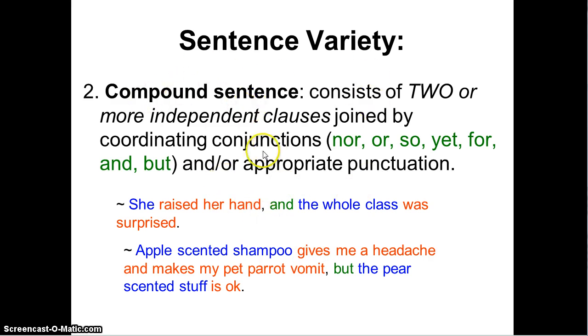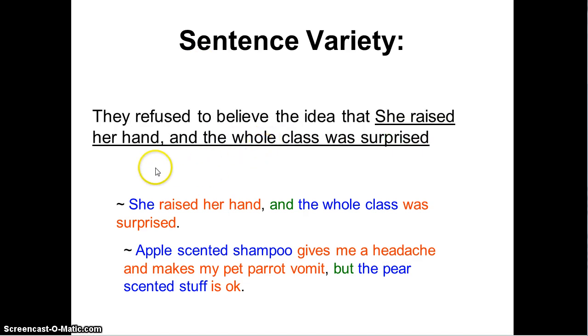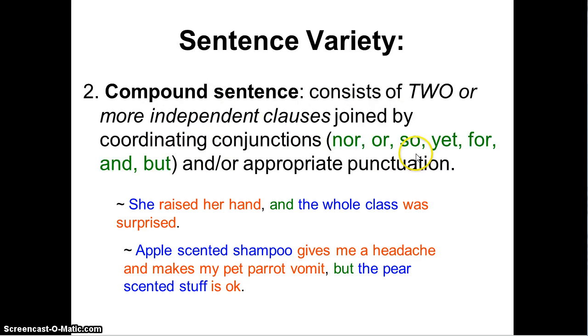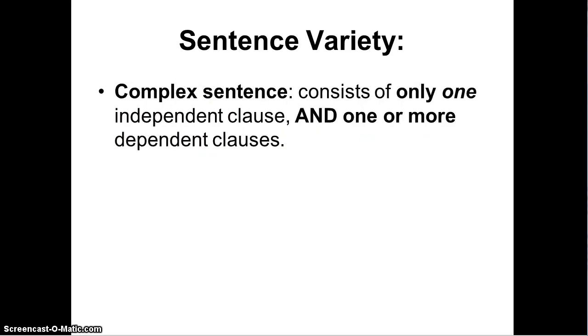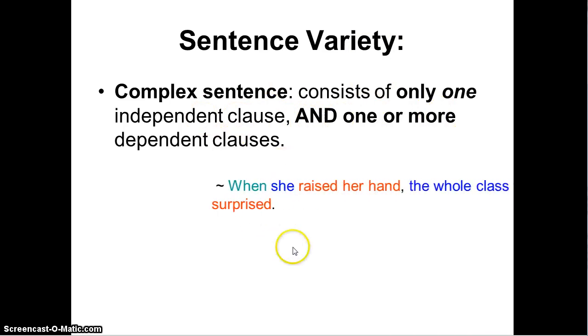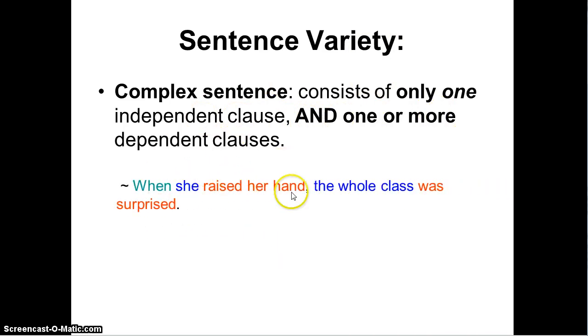The last thing we want to do is apply our test for completeness. They refused to believe the idea that she raised her hand and the whole class was surprised. Sounds complete, so we have a compound sentence. The next sentence type is a complex sentence. A complex sentence consists of only one independent clause and one or more dependent clauses. Here's an example. When she raised her hand, the whole class was surprised.